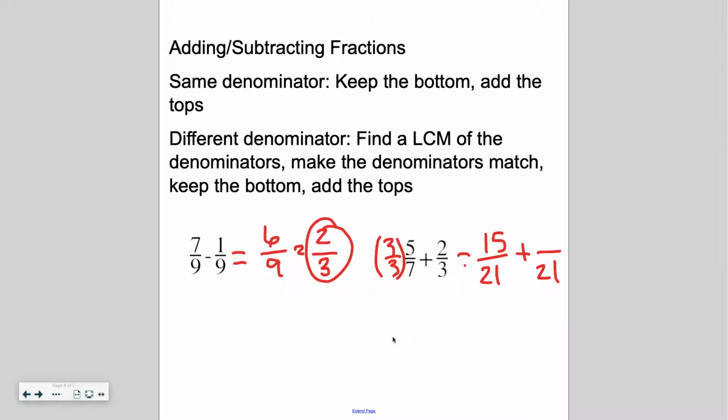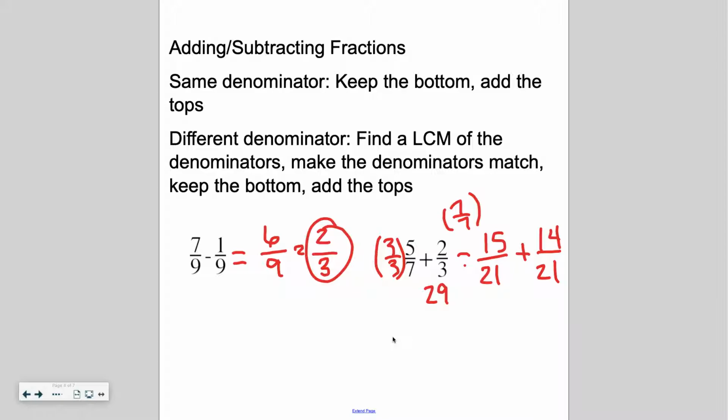So I did the same thing with the 2/3, but this time I'm going to multiply by 7 to get to 21. So 2 times 7 is 14. So again, you're just multiplying the top and the bottom by 7 over 7. Okay. So now the bottoms match, so I can add across. So what's 15 plus 14?